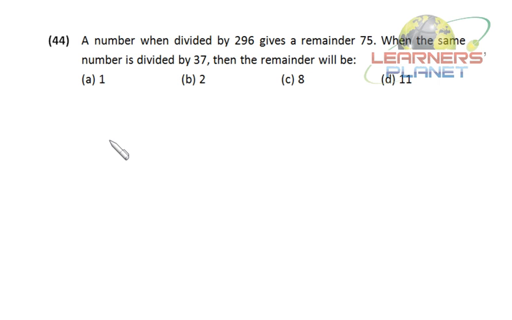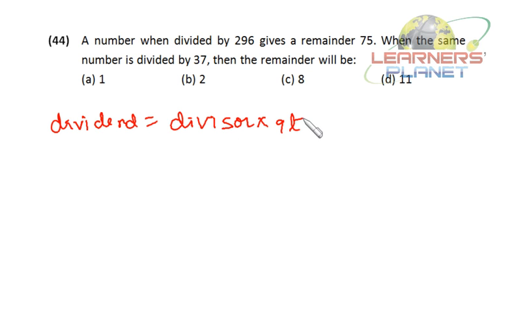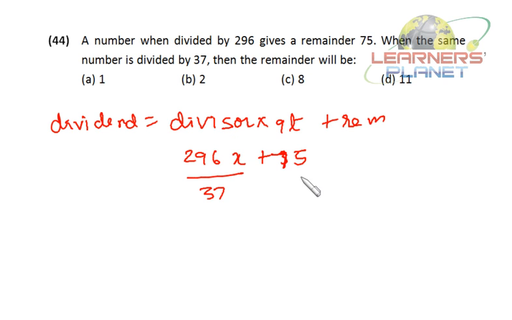Now in this question, a number when divided by 296 gives a remainder 75. When the same number is divided by 37, what will be the remainder? Further we'll be using the same formula, that is dividend is equal to divisor into quotient plus remainder. Okay, let's see in this problem. The divisor is 296, quotient is x, plus remainder is 75. Now if this expression is divided by 37, we have to find out the remainder. So let's divide.